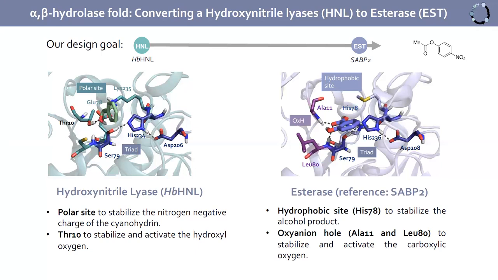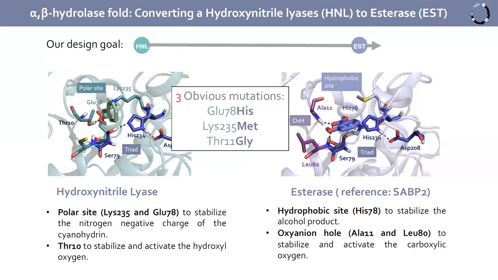In our design goal to make the HNL a good esterase, we started by doing the obvious mutations: change the polar site for the hydrophobic site and try to introduce an oxyanion hole. By doing so, the Klaus Lastas lab provided us with the kinetic data. Here I'm showing the values of kcat over KM. This is the HNL, and this is the reference enzyme that has around 60,000. Just by introducing these three obvious mutations, we increased a little bit, but not that great. So it's obvious that we need more than these obvious mutations.